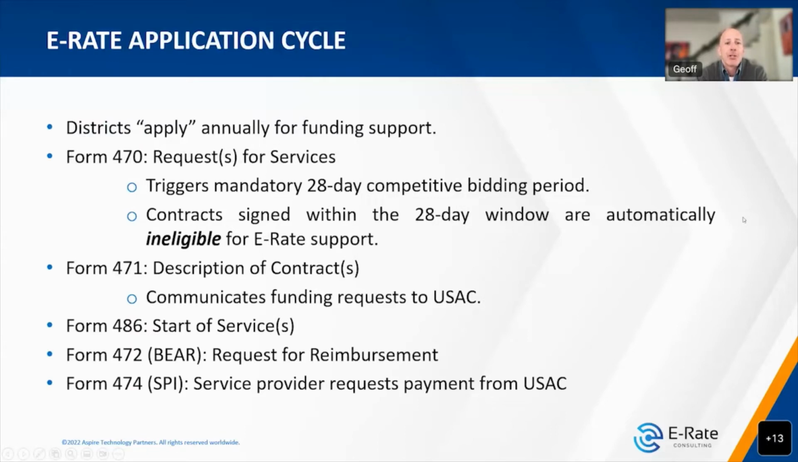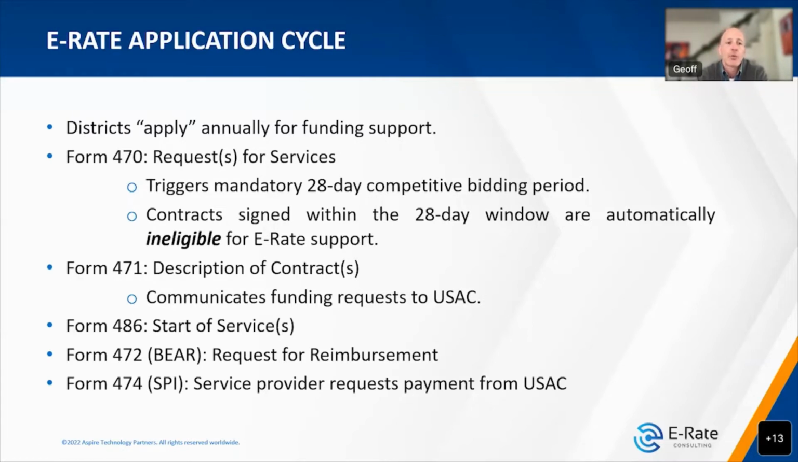So the application cycle, you apply annually for funding support. Okay, the application window essentially is from, let's say, like September until March. Okay, the Form 470 can be posted anytime from July 1st through really February. The Form 470 is your request for services. That's where you announce to the world what services you're looking to procure starting July 1st of the following year.